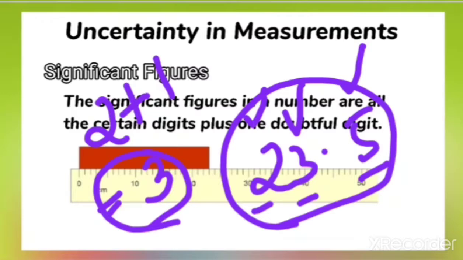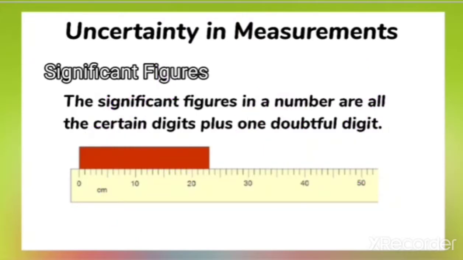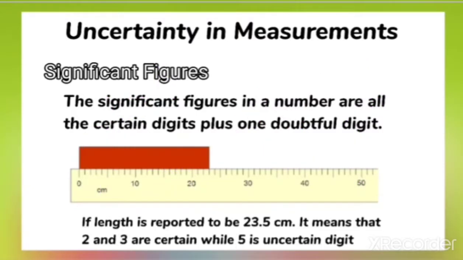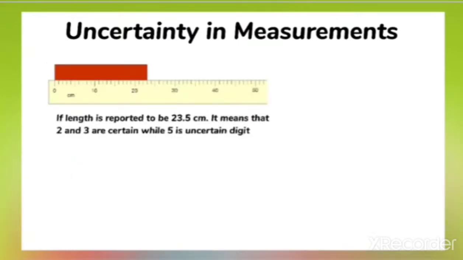So we are actually just counting the number of certain digits and the one doubtful digit. So we will be getting a digit, that is a figure, which is called a significant figure or significant digit. If the length is reported as 23.5 centimeter, it means that 2 and 3 are certain, while 5 is an uncertain digit. In such a case, the number of significant figures will be 3.